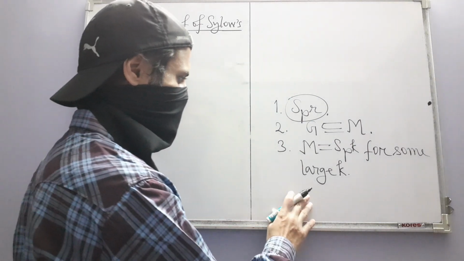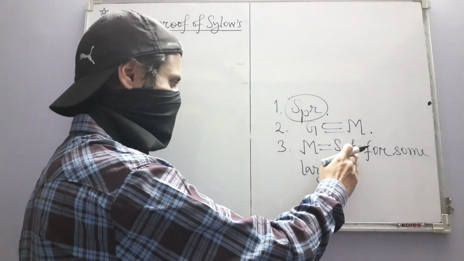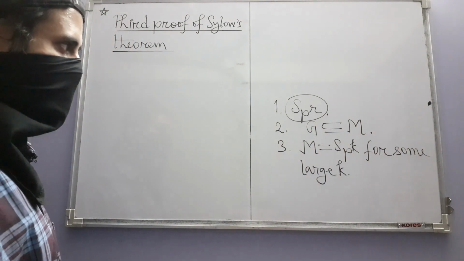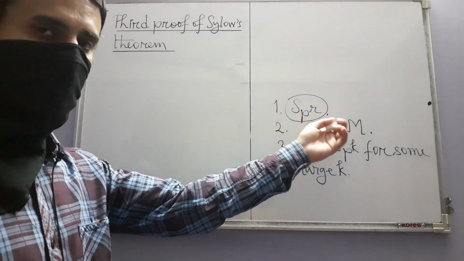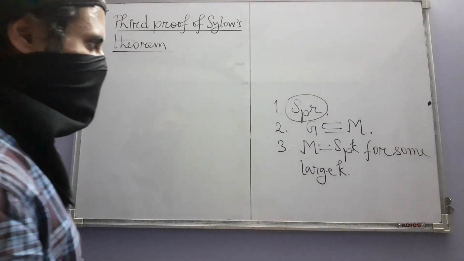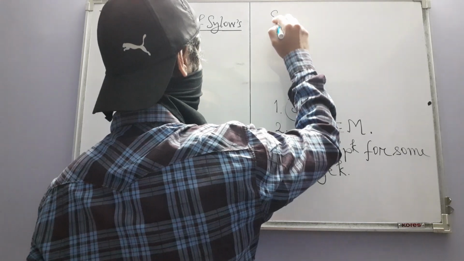And you see, the author is now going to talk about the group S_{p^k}. So instead of taking r here, we are going to take k following the author. All right.